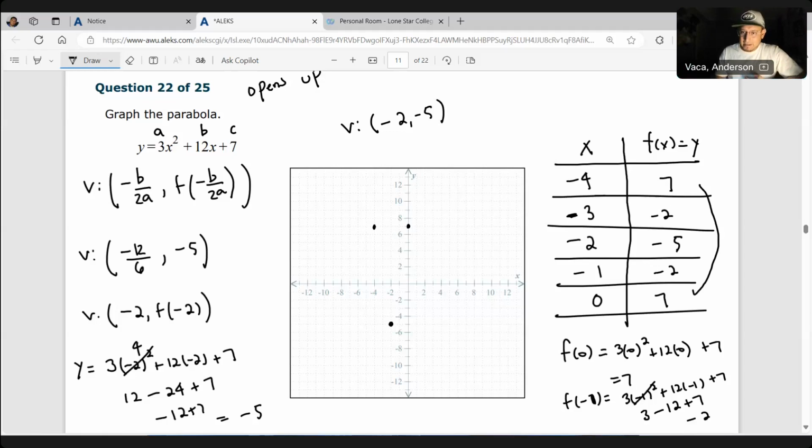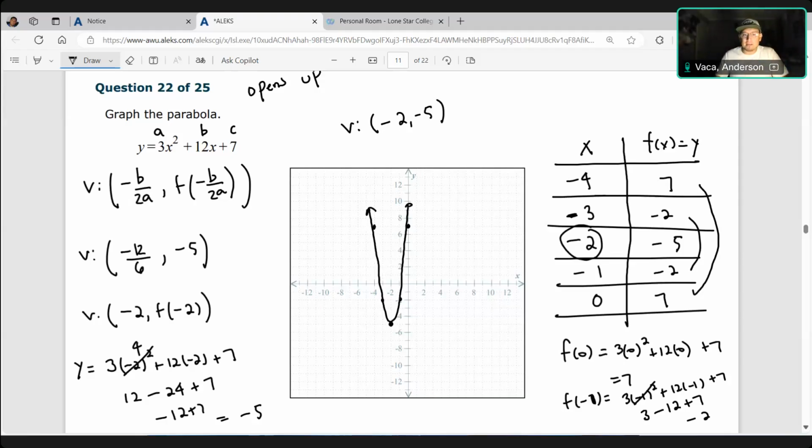And so if that's negative 2, then this will also be negative 2 because it is symmetrical, okay? Notice that negative 1 and negative 3 are the same number of spaces away from negative 2. So it is symmetrical. So we said negative 1, negative 2, and negative 3, negative 2. And so there it is. Let the computer graph it for you. All right, so you got to give it 5 points, I believe. 3 would have done it, but I think you got to give the computer 5 points. All right, there's that.